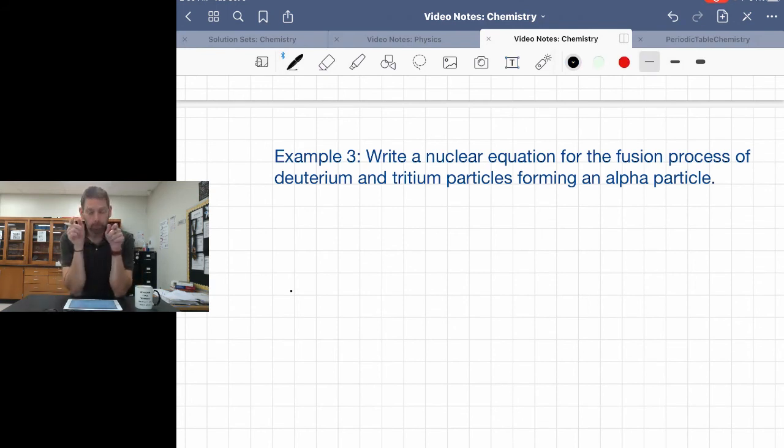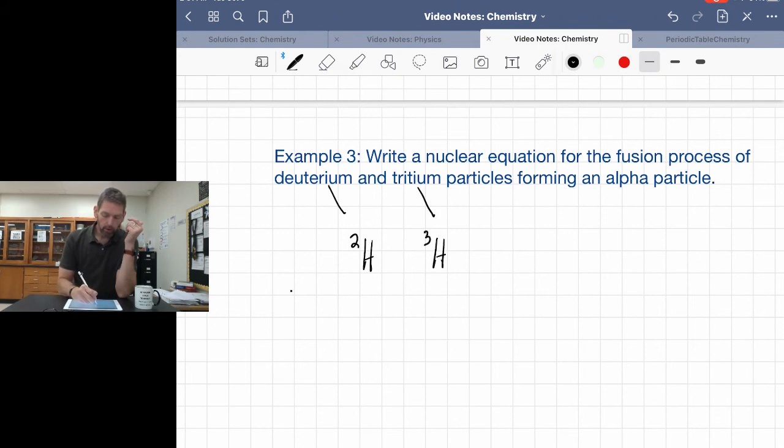So our third example. We've got deuterium and tritium particles forming an alpha particle. Deuterium is hydrogen 2. It's just the name for it. And tritium is hydrogen 3. So you saw in a previous example, protium is hydrogen 1, deuterium is hydrogen 2, and tritium is hydrogen 3. These are just the common names for them. Hydrogen is still hydrogen, which is still an atomic number of 1 proton.